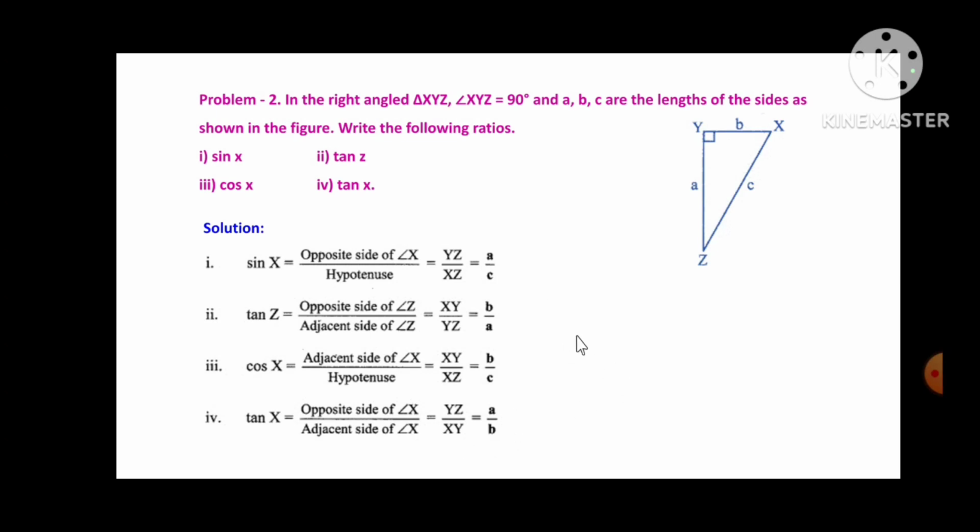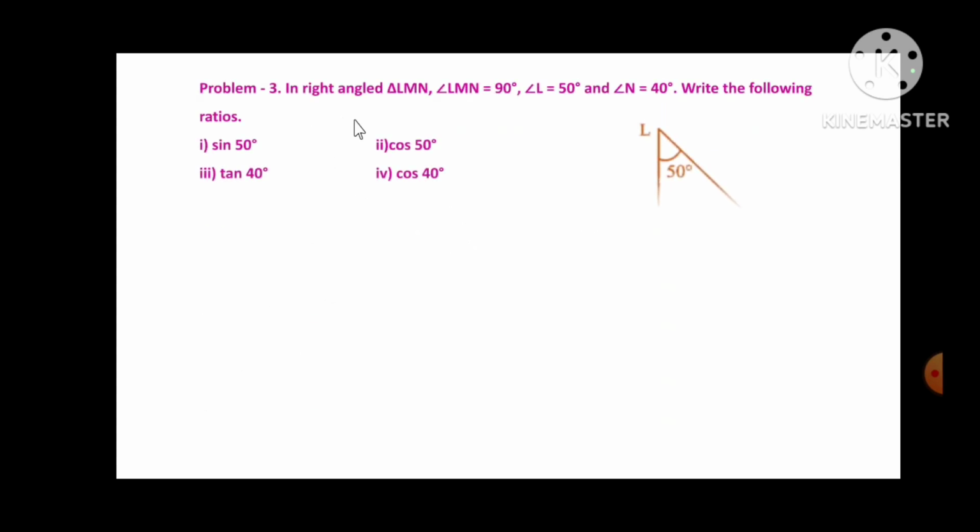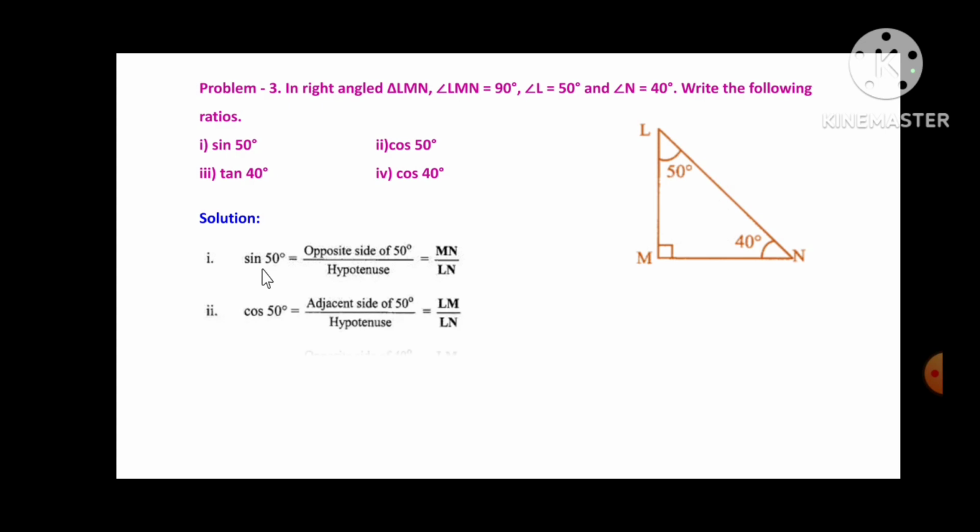These are the ratios. You can change the names, change these lengths, and you can calculate the different ratios. So next, problem number 3. In the right angle triangle LMN, angle M is 90, L is 50 and N is 40. Write the following ratios: sin 50, cos 50, tan 40, cos 40. So friends, we'll write these ratios first.